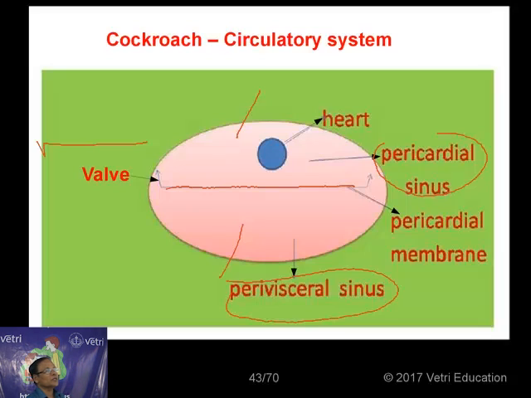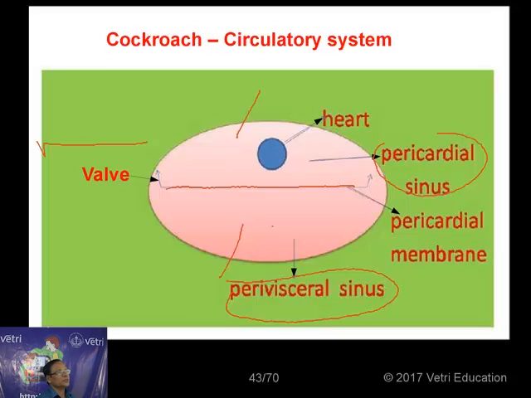The various organs and organ systems are bathed in the sinuses filled with hemocoelic fluid. So we have the perivisceral sinus containing the various visceral organs. And what about the pericardial sinus? The pericardial sinus has the heart. The heart is present dorsally in the pericardial sinus, while all the other visceral organs are in the perivisceral sinus ventrally.